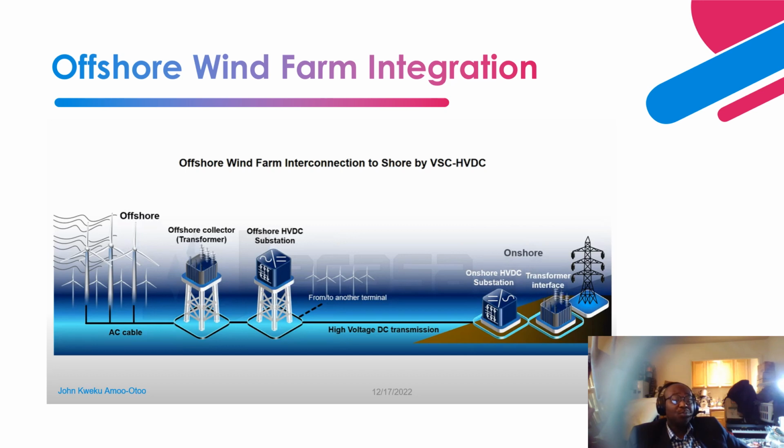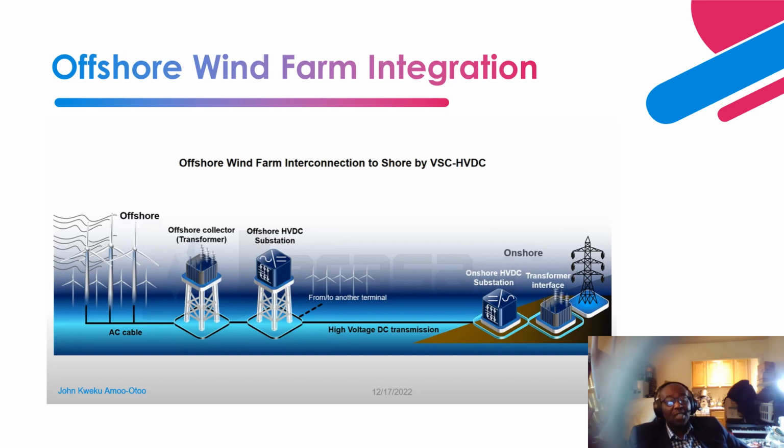So from here, then you have basically a 230 kV AC export cable, a transmission level export cable that comes here, and you have a converter here, right? You have an offshore converter that converts the AC power to DC power.